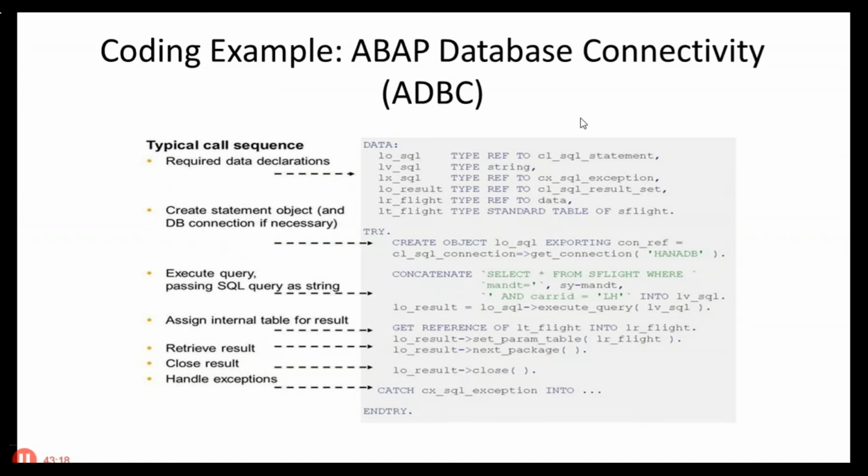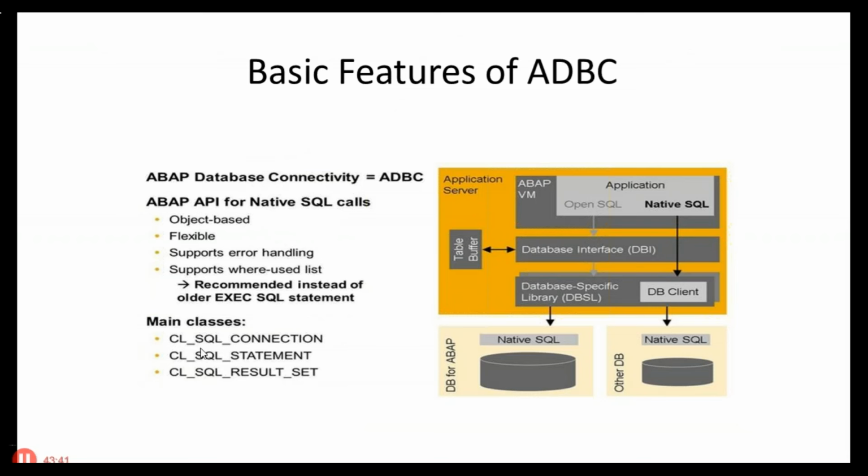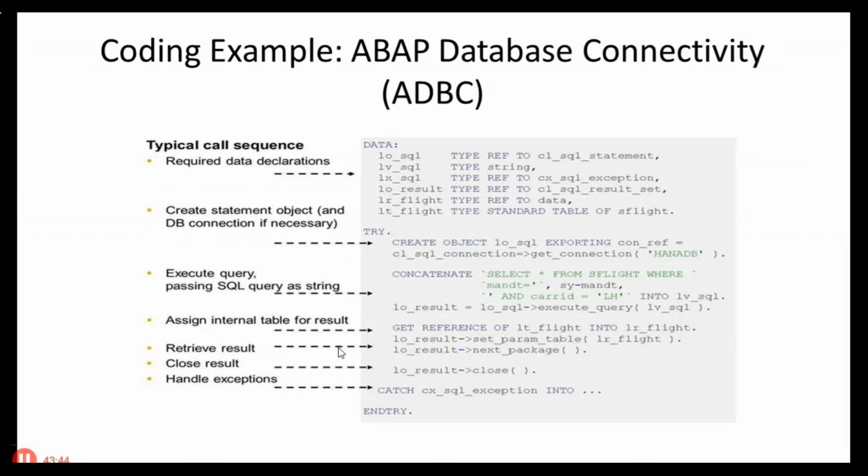So in this coding example of the ABAP database connectivity ADBC, this is the logic that we have, in which we'll be using the DB connection. So DB connection will be written like this: create object LO_SQL exporting con_reference CL_SQL_CONNECTION => get_connection HANA DB. So what are we doing here? We are using the CL_SQL_CONNECTION, get connection to HANA DB.